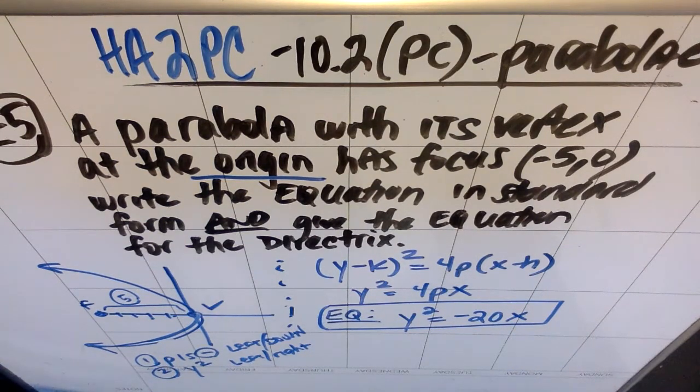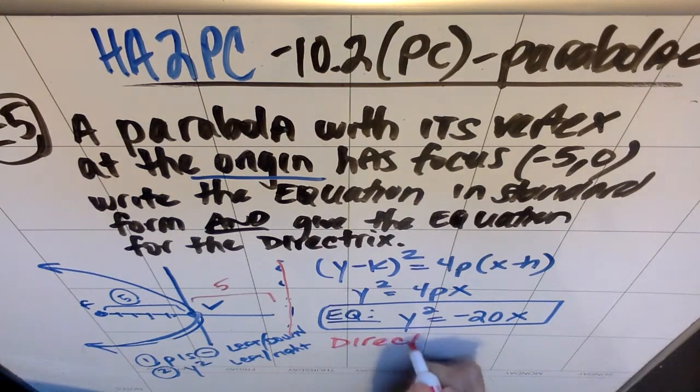So that's fine. The second thing I'm asked is what's the equation of the directrix? Well, this is a vertical line. It has to be 5 units away from this origin. And since it's a vertical line, it's got the equation x equals. So my answer for the second one is that the directrix is going to be x equals 5.